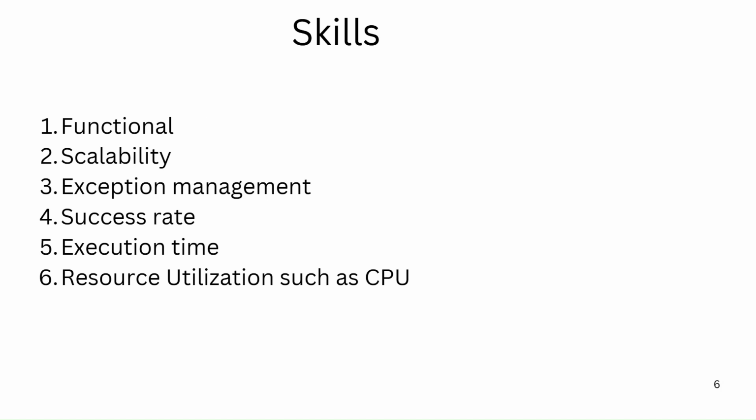Then exception management and success rate. Whenever we are querying, assume the query gets orchestrated and goes to the right agent. It should be able to provide the right response. It should be able to understand the user context and provide the right answer. That is the success rate. If there is not much success rate, we have to fine tune the models, right? So success rate becomes another very important parameter.